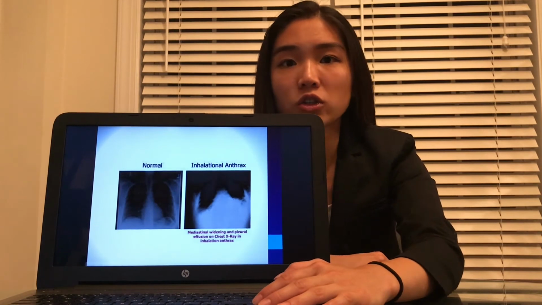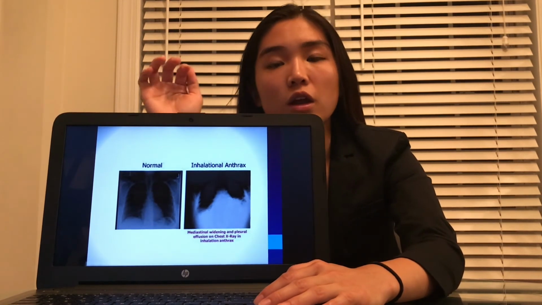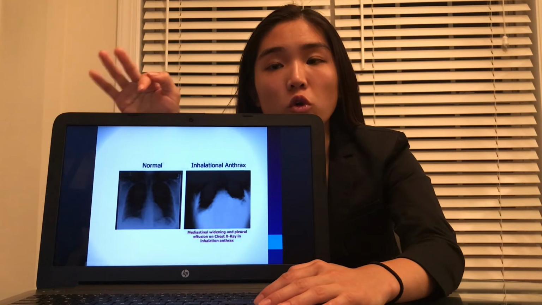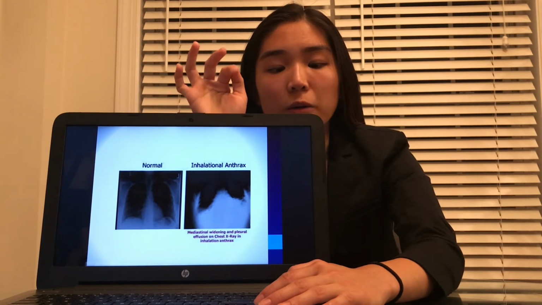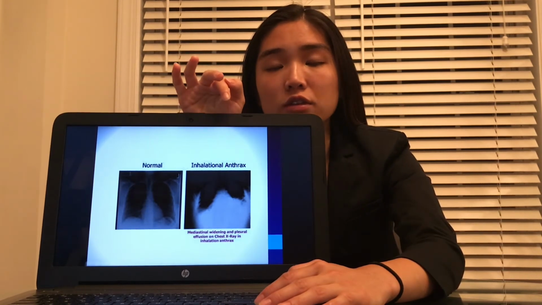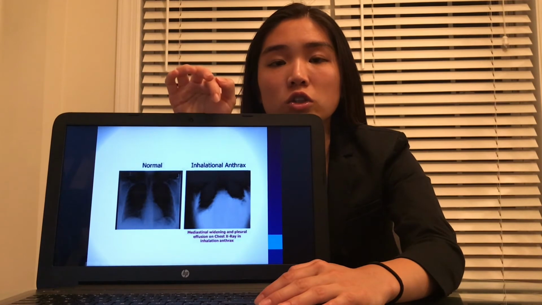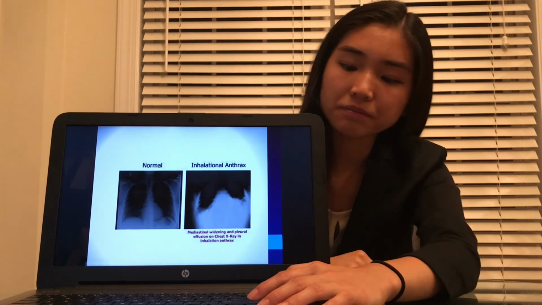So this is a picture of the differences between a patient with normal lungs and then someone with inhalation anthrax, and you can see the tissue destruction of the lungs.